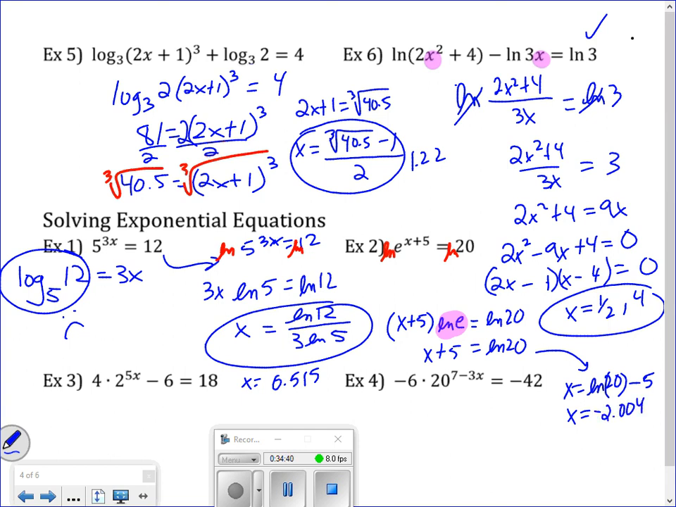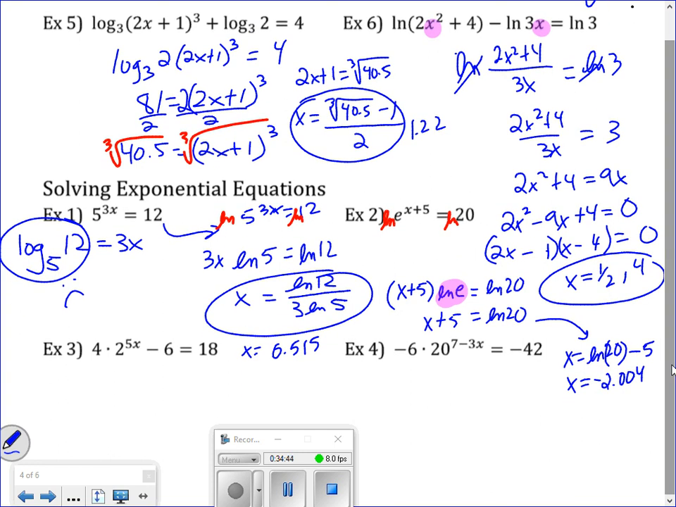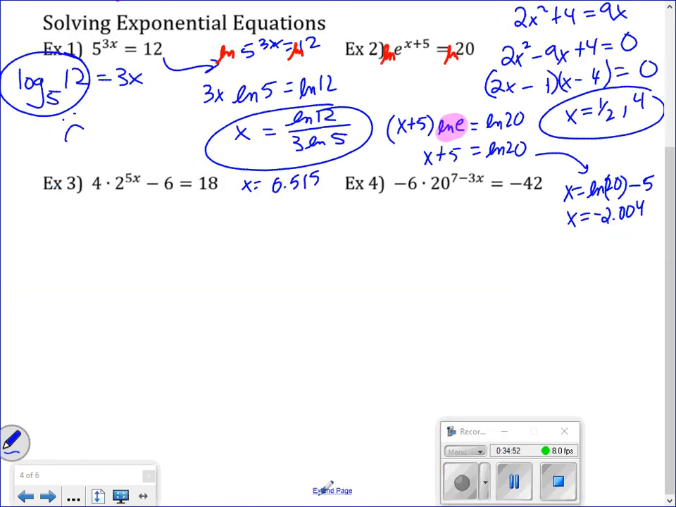0.004. Okay. All right. So the next ones are just going to be kind of like a combination of all these things, but maybe there's some more cleaning up to do. So my goal on this next part, I need to get this 2 to the 5x alone so I can do this ln business, right? So what 2 steps do I have to take to get it alone?